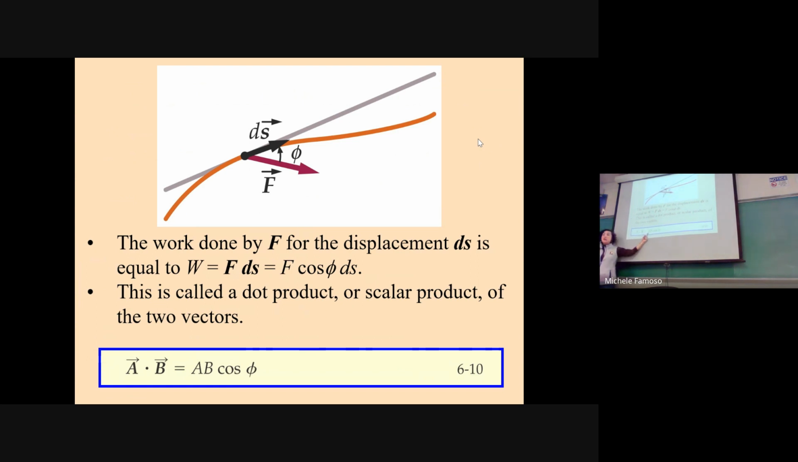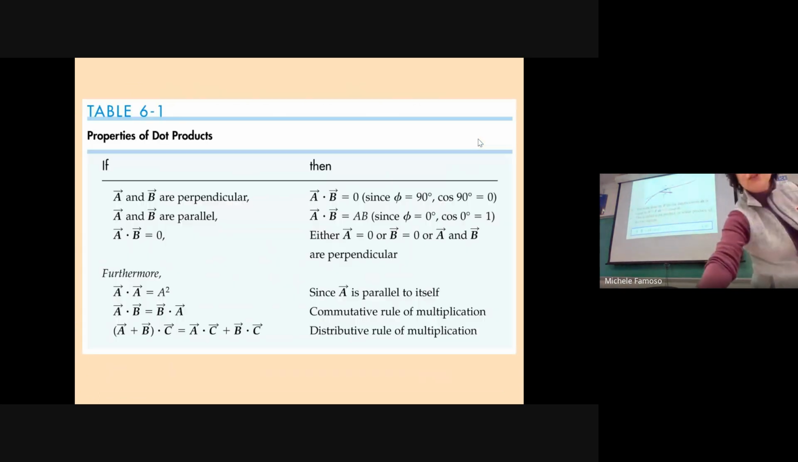You take the magnitude of vector A, see it's not bolded, that means magnitude, times the magnitude of vector B, and you multiply it by the cosine of the angle between these two vectors, where that theta represents the angle between vector A and B. So what this means is that there's some properties of dot products we need to understand.